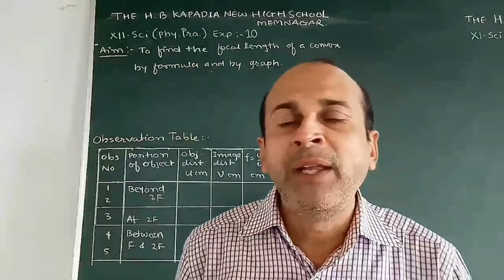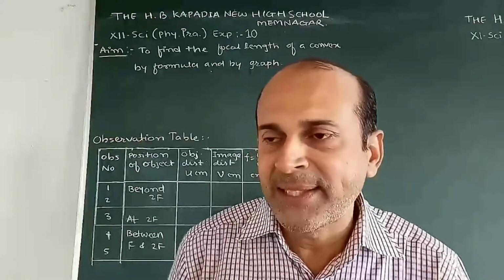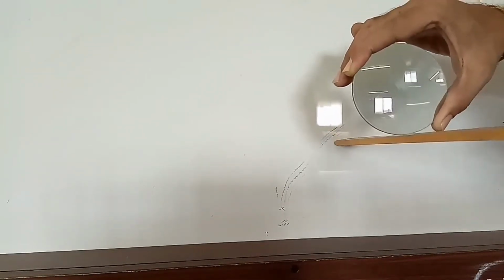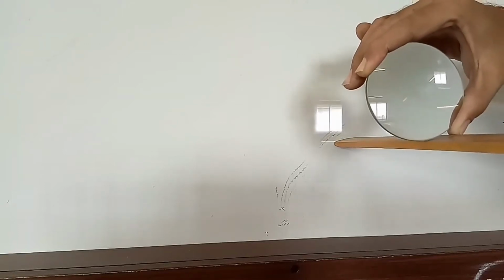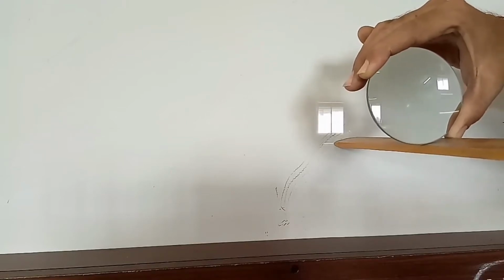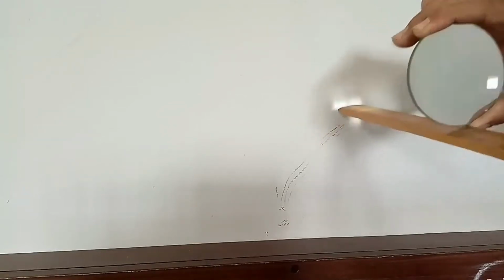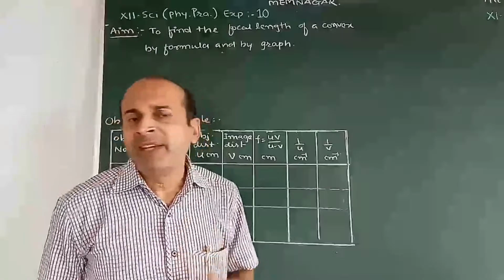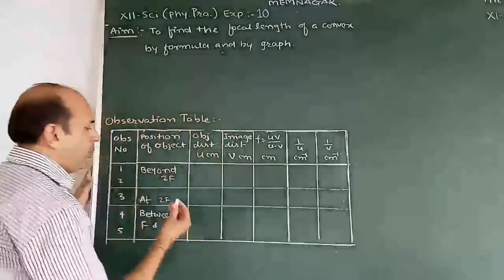So let me first find the rough focal length of the convex lens. Let me find the rough focal length by obtaining the image of a distant object on the screen. When the image is bright, sharp and smallest, at that time the rough focal length is noted down here; it is 17 centimeters. So let me decide some object distances. Now the rough focal length is around 17 centimeters, so 2f is equal to 34.